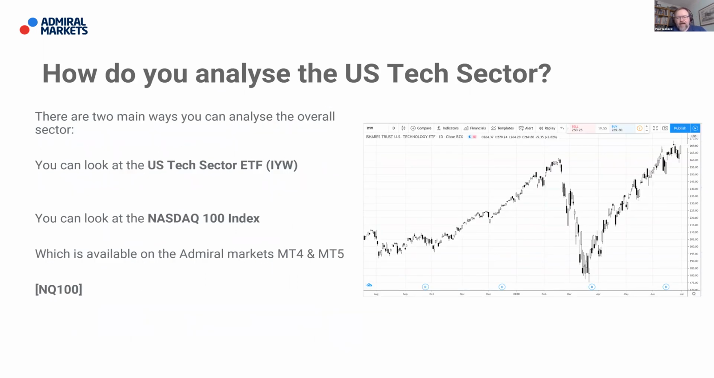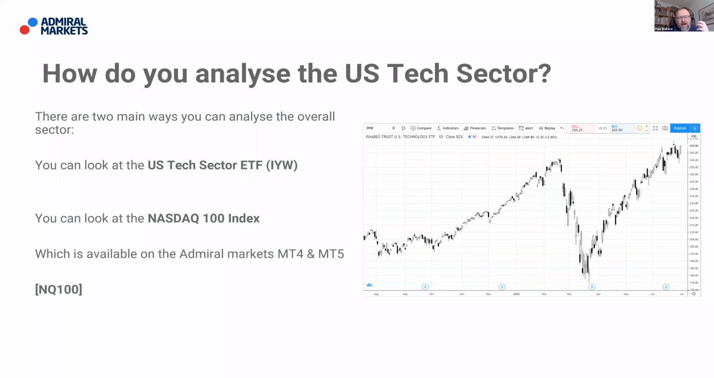So then, how would you analyze the US tech sector? Where do you even find it? There are actually quite a few ways you can analyze the tech sector, but for us as private traders, one of the simplest ways is to look at the ETF, the exchange traded fund for the US tech sector, whose code is IYW, my apologies, IYW, which you can see I've just pulled up a chart of there. Even if you put that into Google or your internet browser, you'd be able to find it.